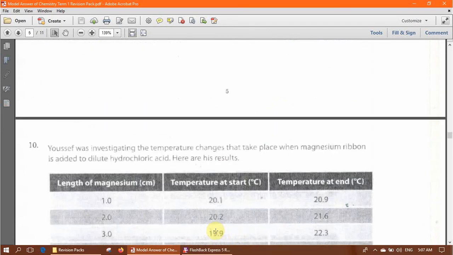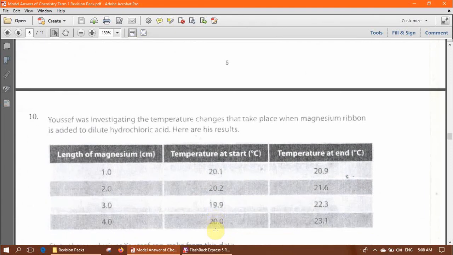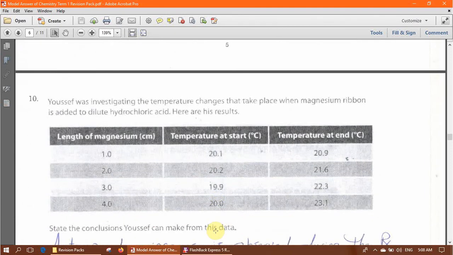Okay, Yusuf is investigating the changes of the magnesium ribbon when added to hydrochloric acid. So here he's changing the length of the magnesium, and he's measuring the temperature at the start and at the end. So what are the conclusions? It's out of 3. So first of all, you have to mention that the reaction between the magnesium and hydrochloric acid gives out heat because the temperature increases.